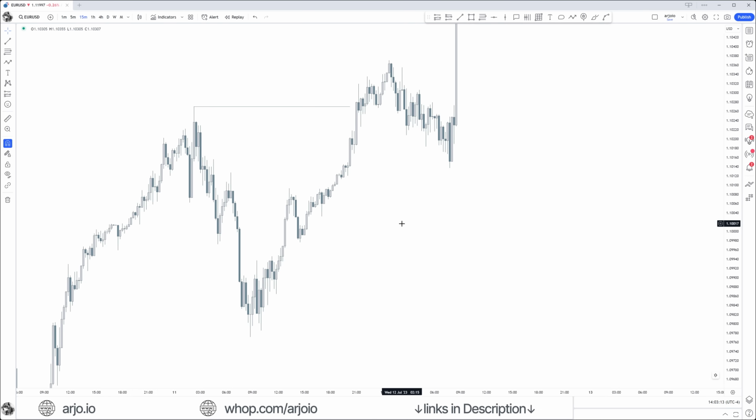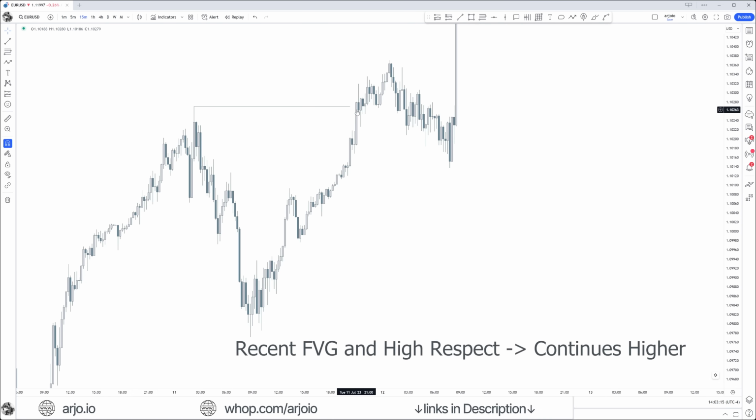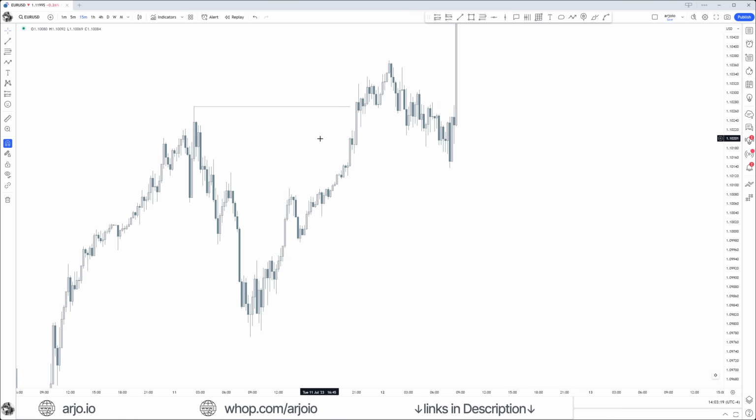A run on liquidity has a high probability of respecting a fair value gap that is overlapping with the high or the low that it just swept. And with respect, I mean that it continues higher off of that fair value gap overlapping with the high or low that it just swept. And we sort of have a small staircase higher. We stumble higher. Right there. Can you see that we are stumbling higher?